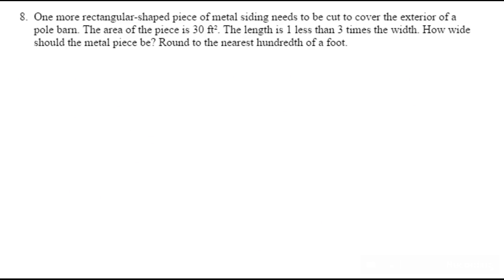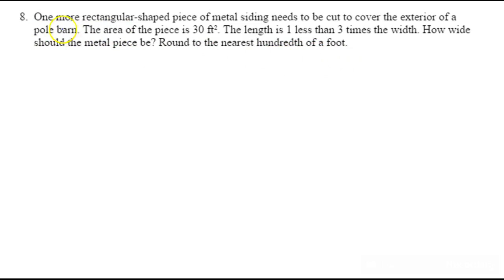All right, the last question here says one more rectangular shaped piece of metal siding needs to be cut to cover the exterior of a pole barn. The area of the piece is 30 feet squared. The length is 1 less than 3 times the width. How wide should the metal piece be? Round to the nearest hundredth of a foot.